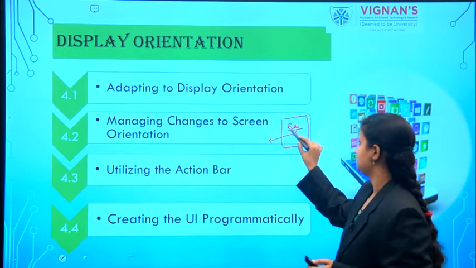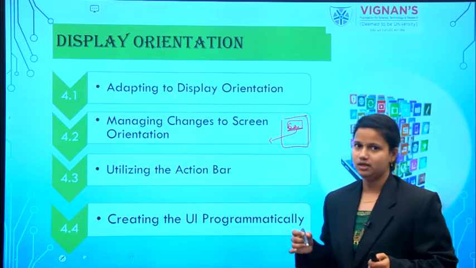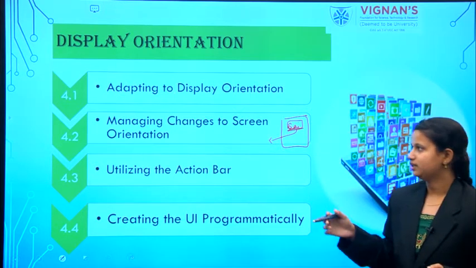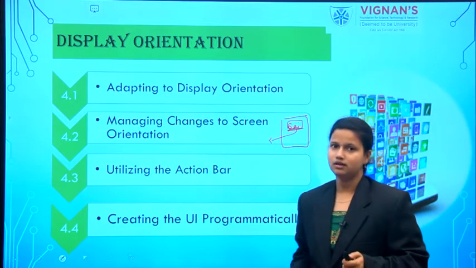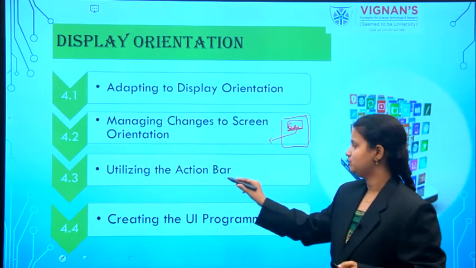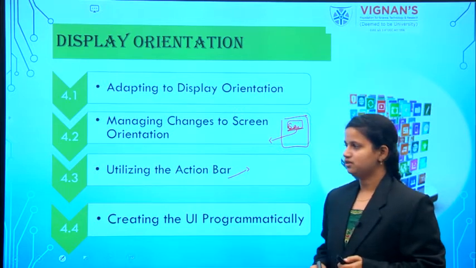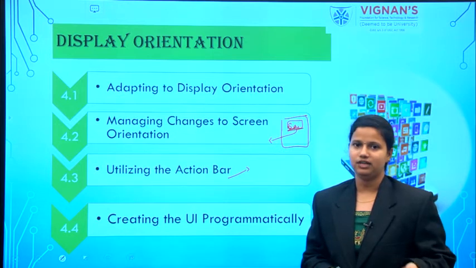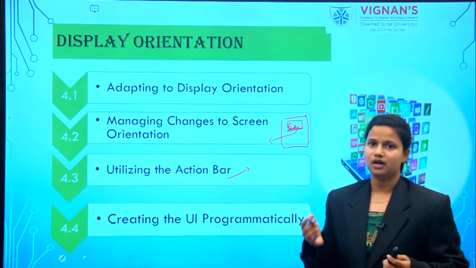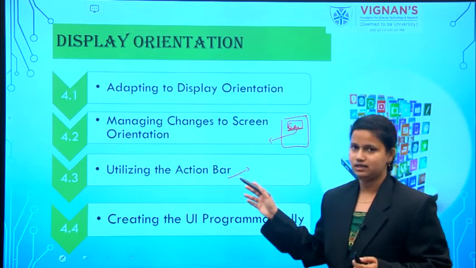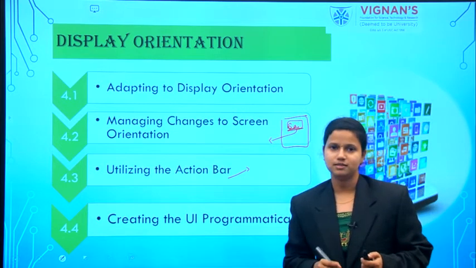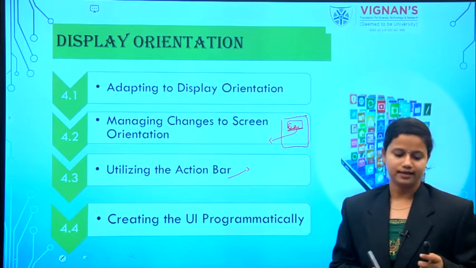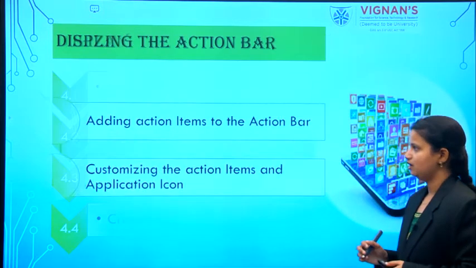If the information is a small amount, we use one method. If the information is a large amount, we use different methods, and that is a concept we are seeing in 4.2, utilizing an action bar. What is this utilization of action bar? In any application, the top of the activity contains an action bar. The action bar contains menu items along with the activity title and activity icon.